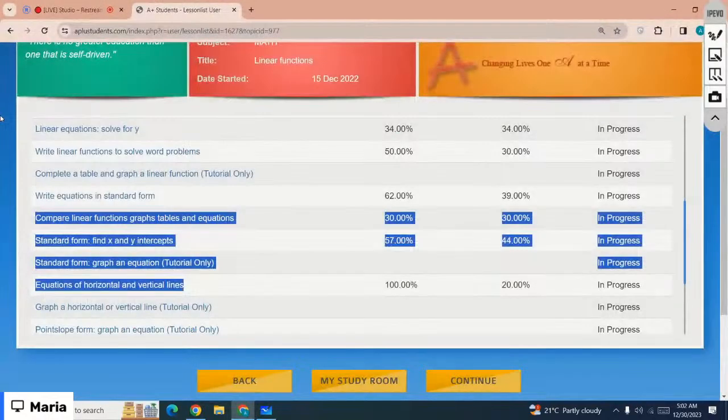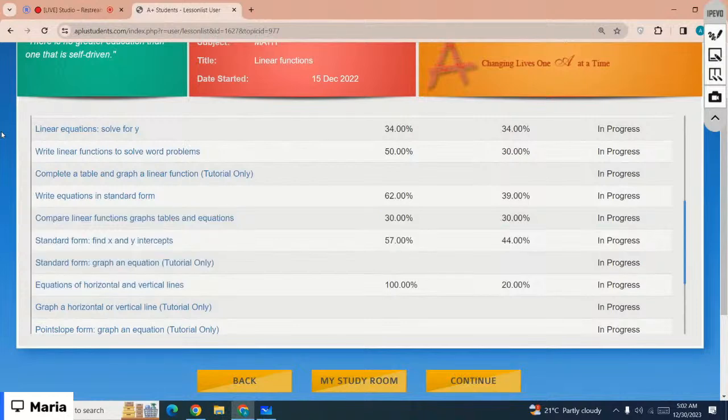So here I am on grade 9 math. The chapter we're working on is linear functions. Let's just start the lesson, that is compare linear functions, graphs, tables and equations. Let's just start with the lesson.